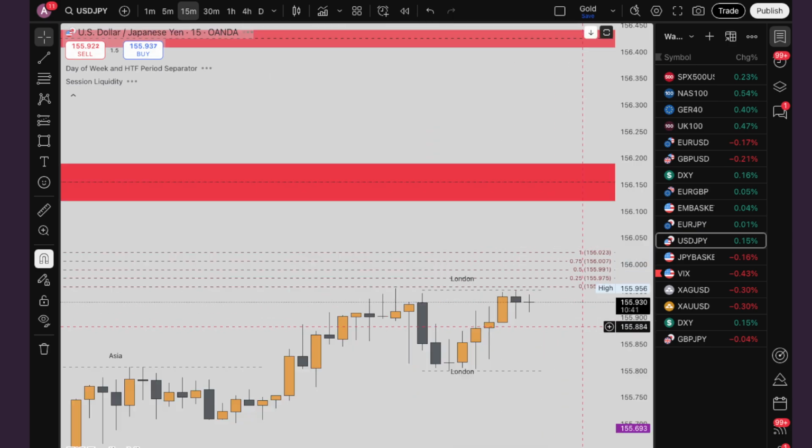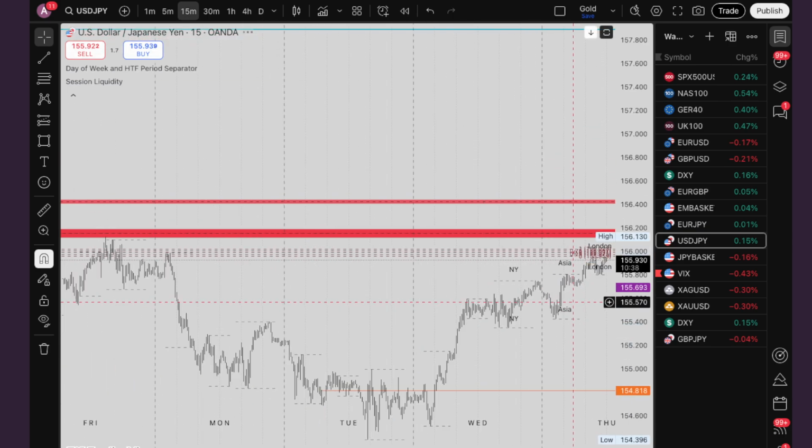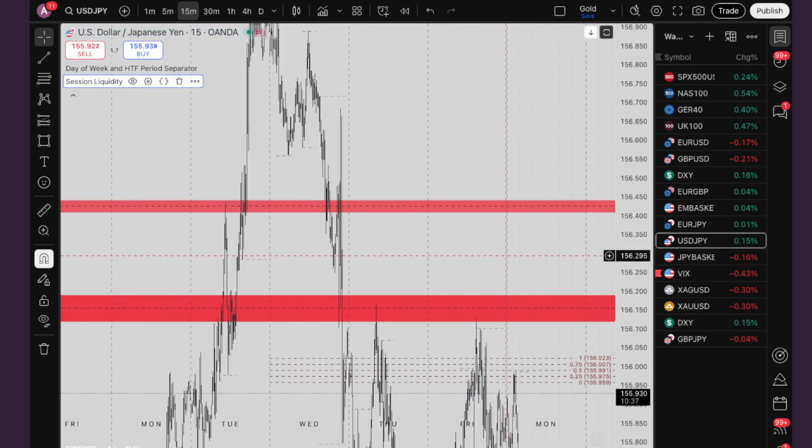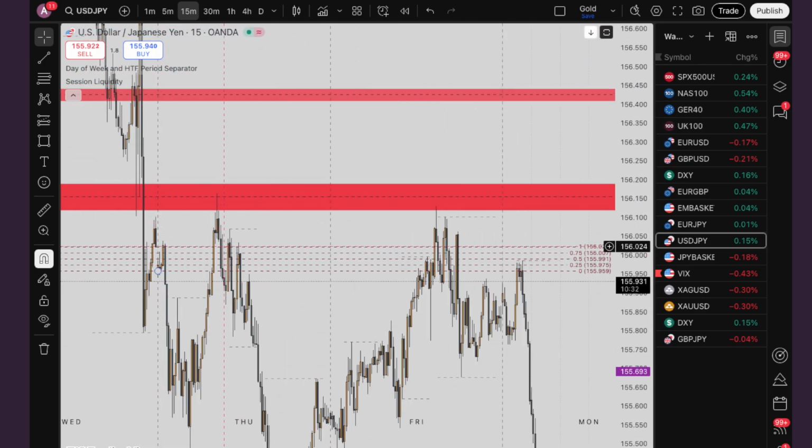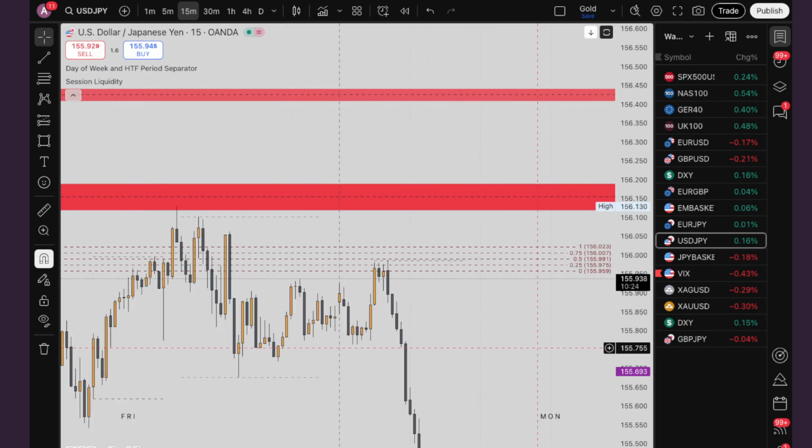Then when we go inside and see what happens inside the gap, it'll chop around, so don't take positions inside. See, it came down again, went in, came down again, went in. So it will chop around sometimes here as well.